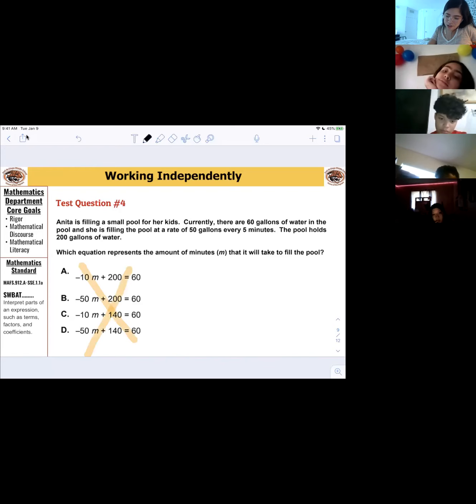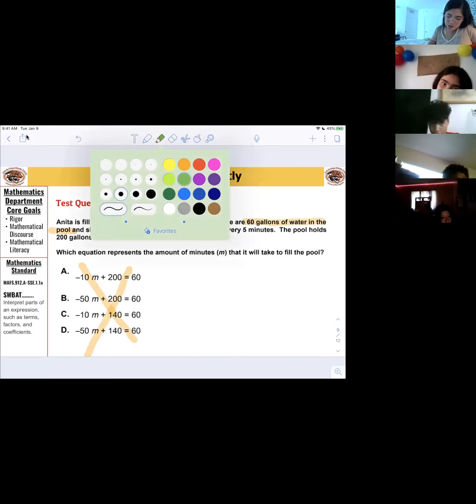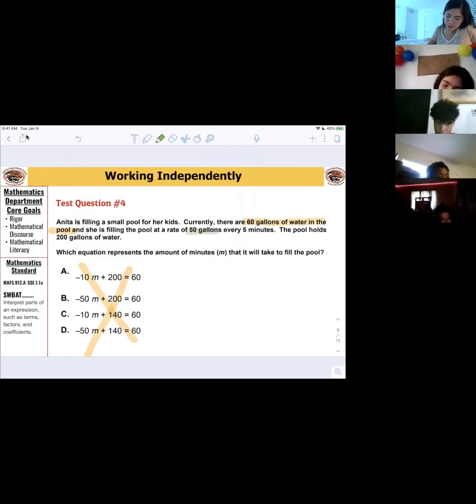So I know that there's 60 gallons of water in the pool. So that's my starting amount. And she's filling it at a rate of 50 gallons every 5 minutes. And I know that the pool holds a total of, I'm not going to tell you until I finish going over it. Okay, and then I know that that 200 is my total.